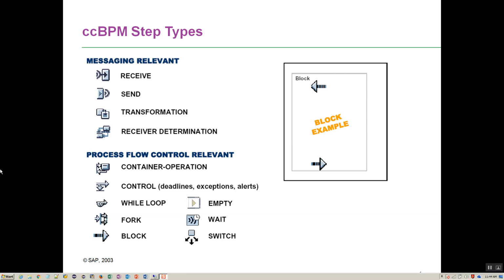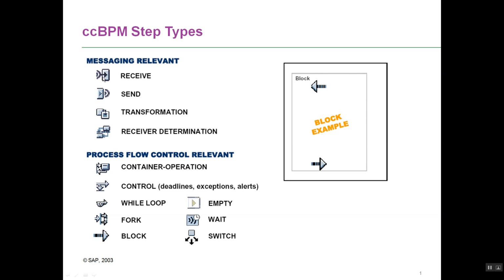So what are the step types of a ccBPM? There are two categories, messaging relevant and process relevant. We will look at the messaging relevant step types first. The first step type is a receive step type. So this is what a receive looks like. This is the icon for a receive.